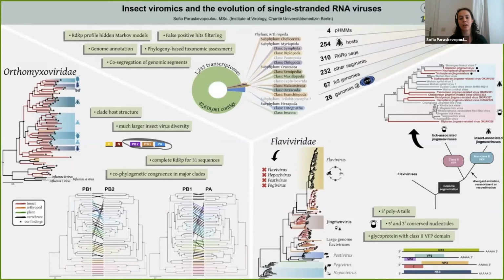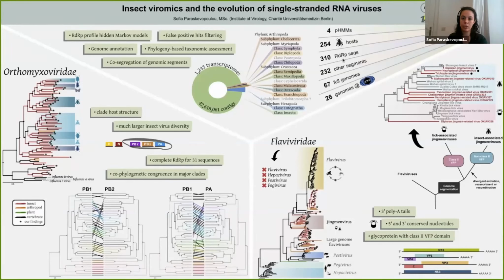Now for Flaviviridae, on the right, insect viruses were not detected in the vertebrate-infecting genera, which is expected. We also didn't find new viruses in the genus Flavivirus, so the absence of insect viruses in a traditionally blood-feeding genus suggests that Flavivirus evolved in blood-feeding arthropods. In the clade of Jingmenviruses, recently discovered in ticks and insects, we found 9 new viruses. Their genomes consist of 4 segments and show amino acid similarity in the NS3 and NS5 flavivirus proteins. Tick-associated segments have a 3' end poly-A tail, conserved 5' and 3' ends, and a class 2 viral fusion protein domain, features that differentiate them from the insect viruses.